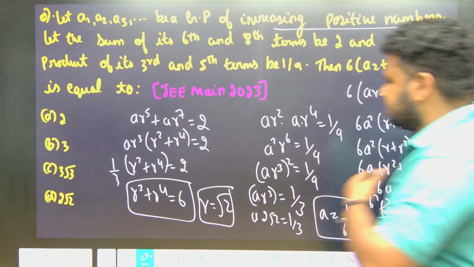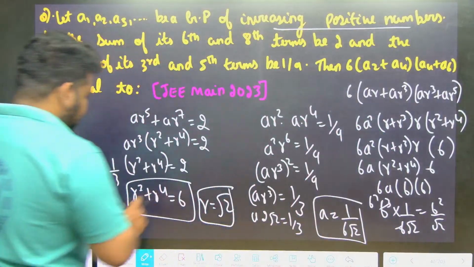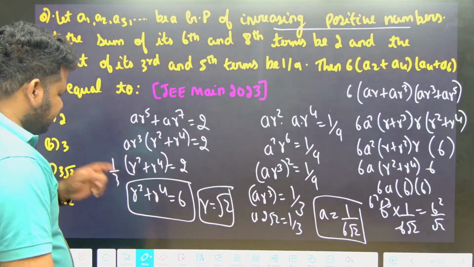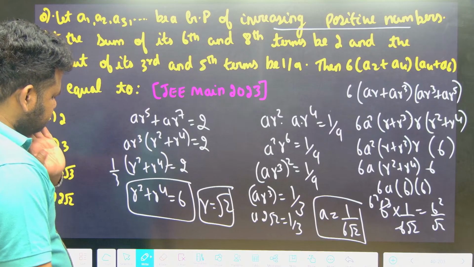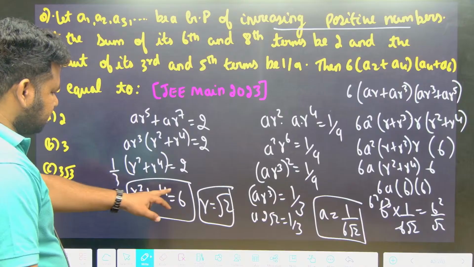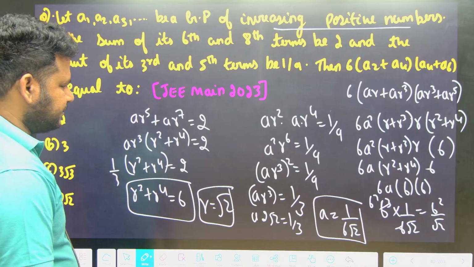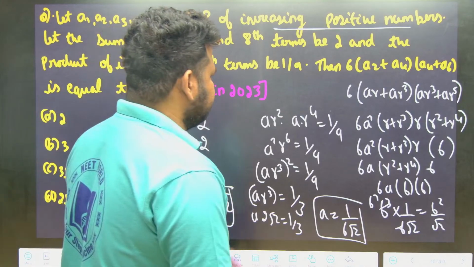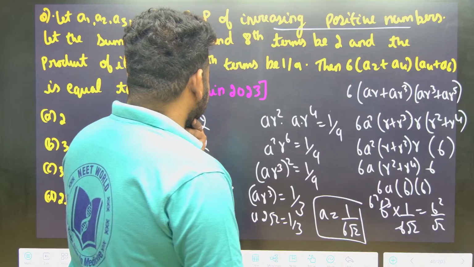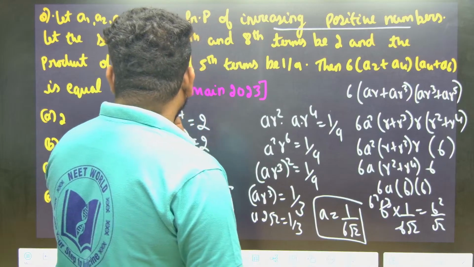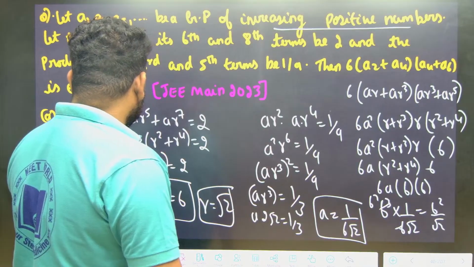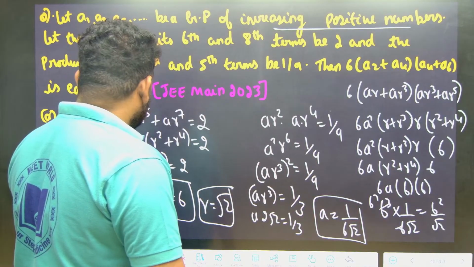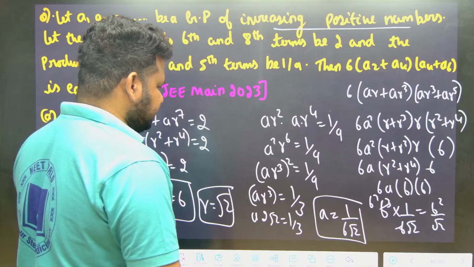So we get r square plus r power 4 is equal to 6. Now how to find out r? Now we will find out the value of a. How do we find out the value of a? We got r square plus r power 4. So the a value, ar cube we got as 1 by 3.